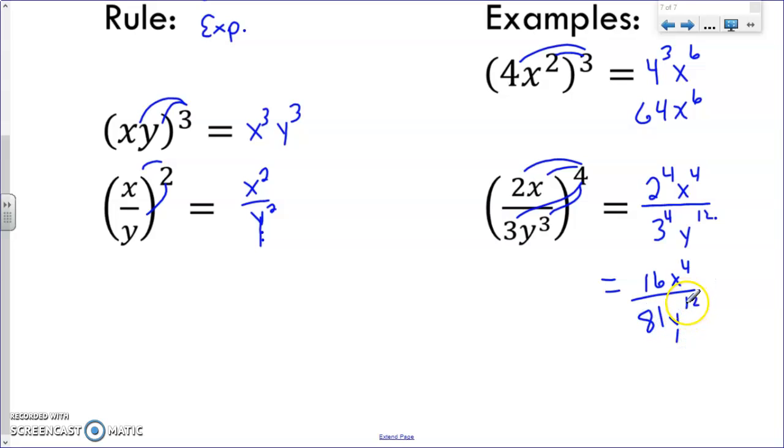So there you go, guys. That's just a quick review because we're going to use this in our notes later. So make sure that you understand and remember the exponent rules.